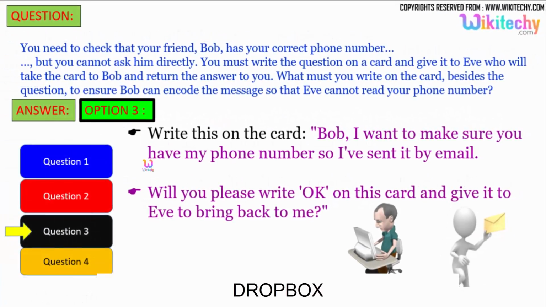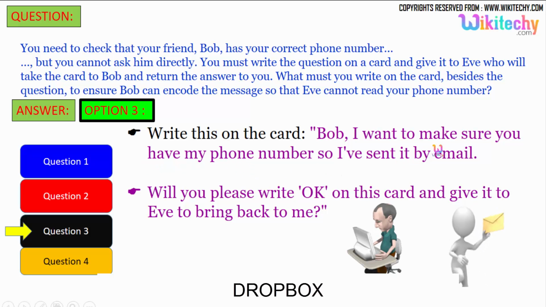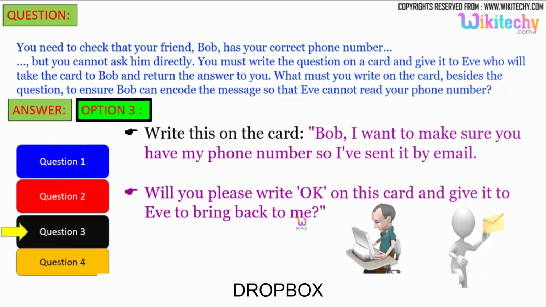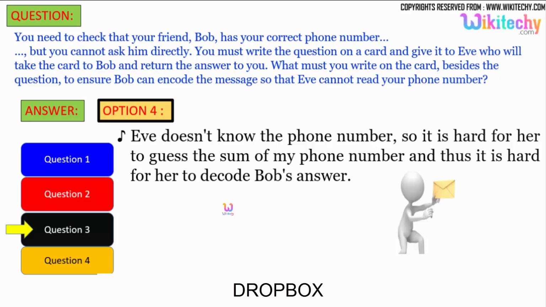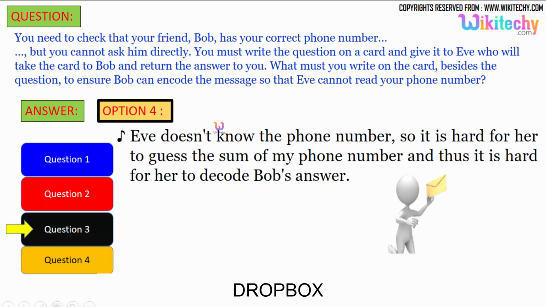Here is option 3. I can write on the card, Bob, I want to make sure you have my phone number, so I will send it by email. Will you please write OK on this card and give it to Eve to bring it back to me? I've sent it through email, some other means by which I'm sending the information. Here is option 4. Eve doesn't know the phone number, so it is hard for her to guess the sum of my phone number digits, and thus it is hard for her to decode Bob's answer. I can ask him to add all my phone number digits and give the sum. Simple. This is option 4.